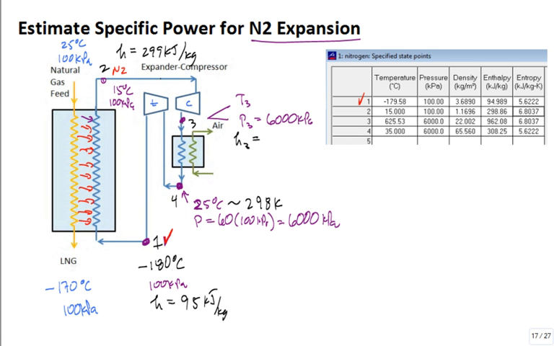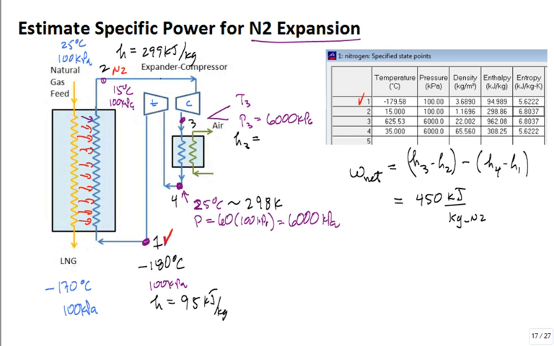Okay, so a couple things we need to do. What is the specific net work coming in? Is that going to be H3 minus H2, the work to drive the compressor, minus H4 minus H1, the work to expand across the expander, the turbine? And so what is this net? How many people get 450? Now, what is that? That's how many kilojoules of work I have to supply per kilogram of nitrogen going in the loop.